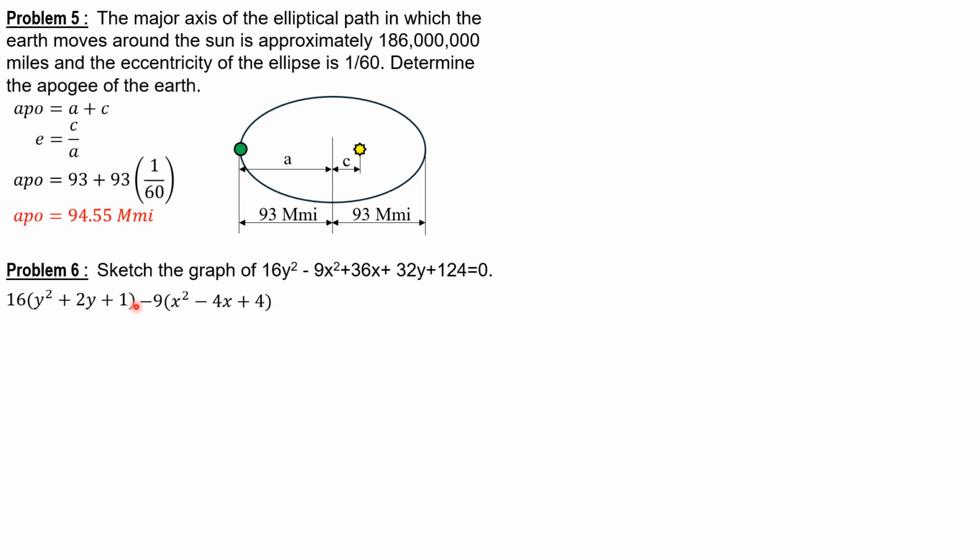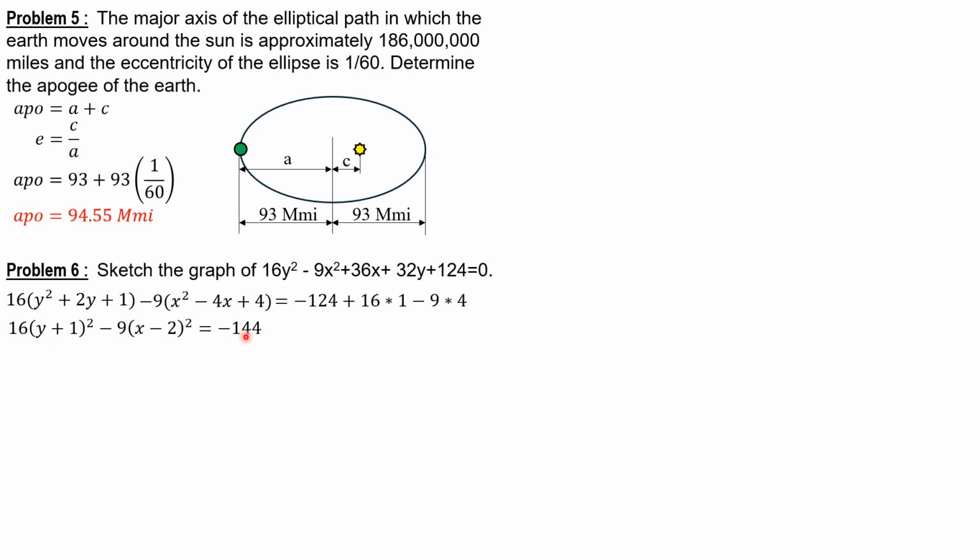times 1, the new term here, then negative 9 times 4. So equals negative 124 plus 16 times 1 minus 9 times 4. Simplifying, this is 16 times quantity y plus 1 squared minus 9 times quantity x minus 2 squared equals negative 144. So divide everything by negative 144 so that the right side is equal to 1.